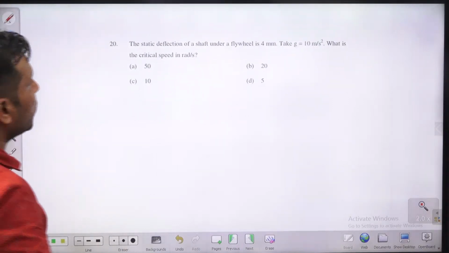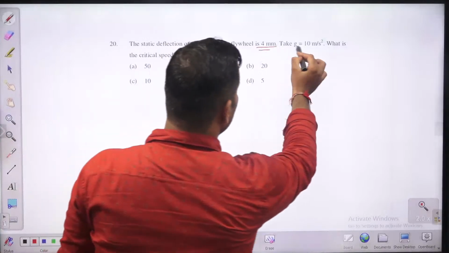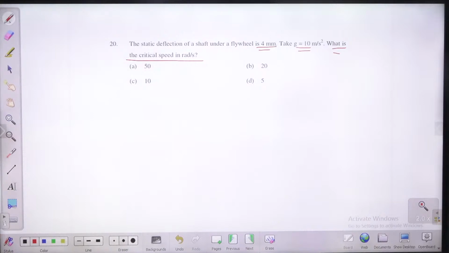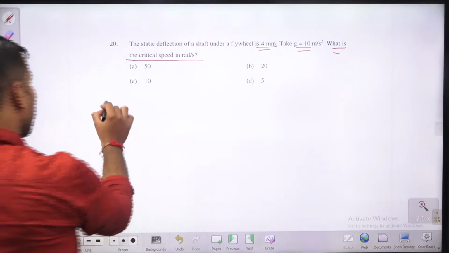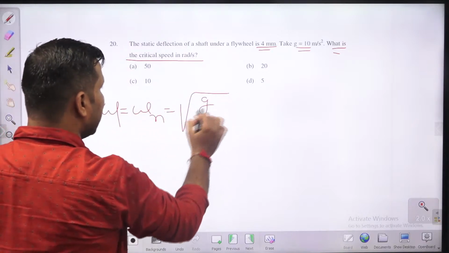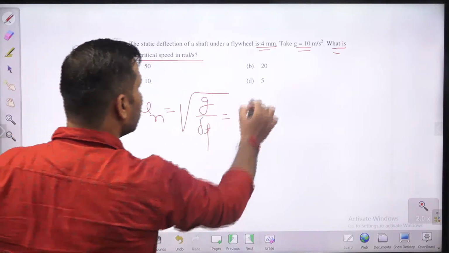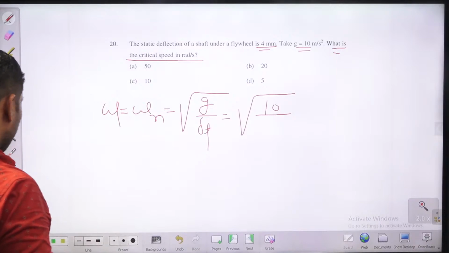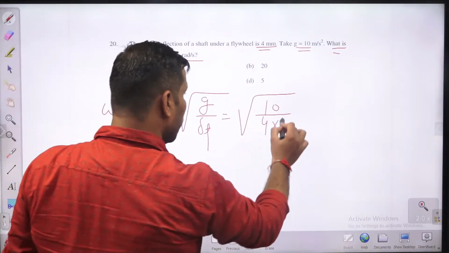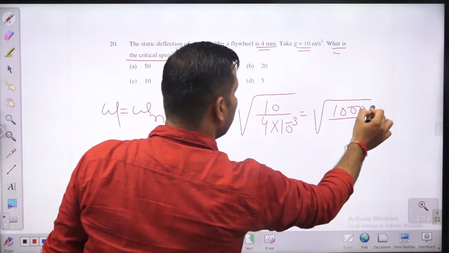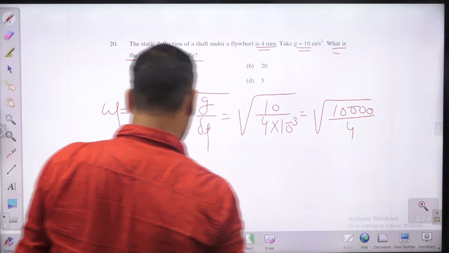The static deflection of a shaft under a flywheel is this. G is this. What is the critical speed? Very simple, similar question. Easily you will be able to answer this question, guys. Omega equal to omega n, that is nothing but under root g by static deflection. So how much is g? It is giving you g as 10. How much is the static deflection? The static deflection is given to you as 4 mm. So 4 into 10 to the power minus 3. So this is 10 divided by 4 into 10 to the power minus 3, that is 10,000 divided by 4.